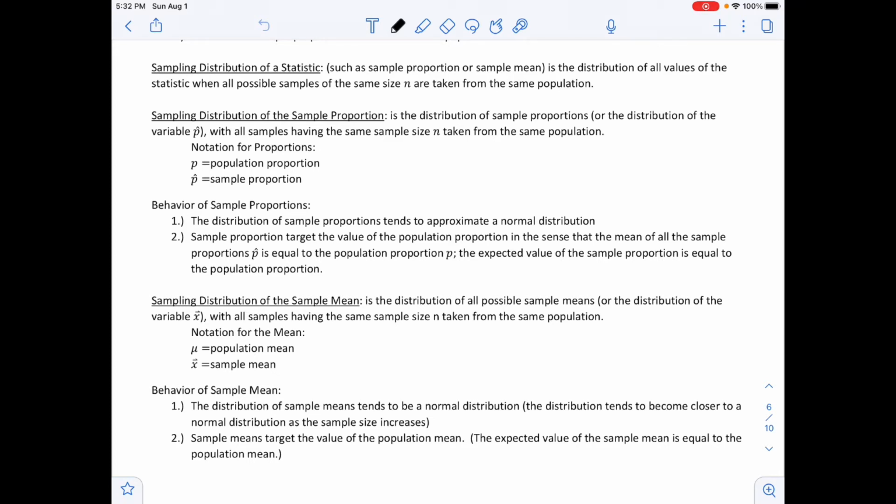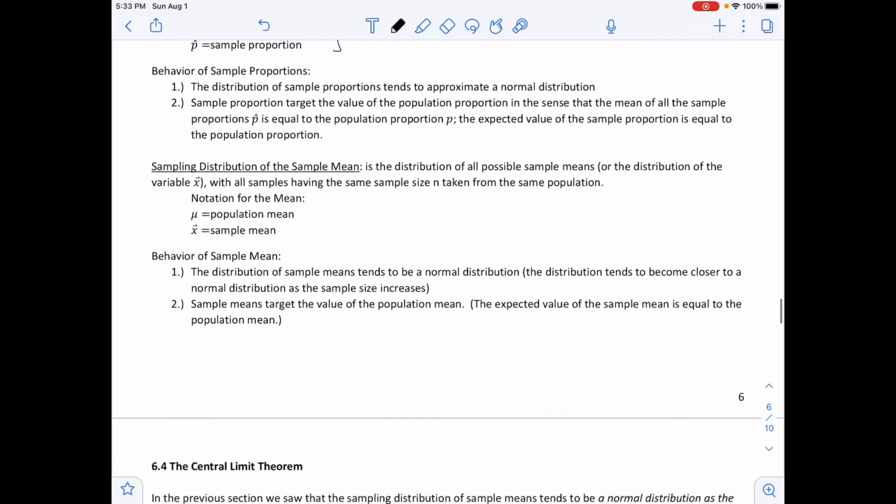So the sampling distribution of a statistic, such as a sample proportion or sample mean, is the distribution of all values of the statistic when all possible samples of the same size n are taken from the same population. So the sampling distribution of a sample proportion is the distribution of the variable p hat with the samples having the same sample size n taken from the same population. Notation is going to be p for our population proportion and p hat for our sample proportion. We'll see this same notation throughout the rest of the semester.